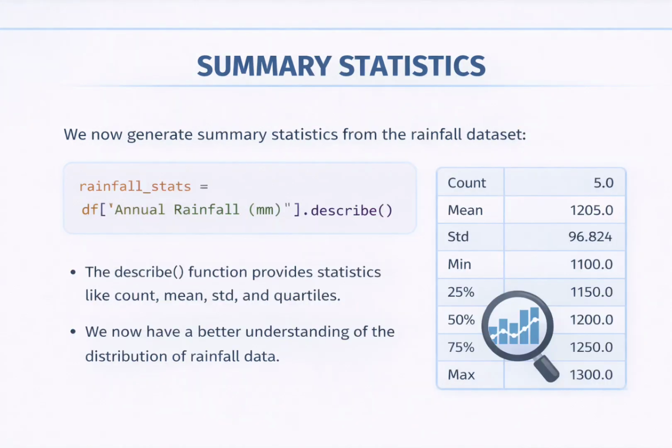Slide shows the summary statistics of our rainfall dataset. Using the describe function in pandas, we calculate important values like count, mean, standard deviation, minimum, and maximum. These statistics help us understand the overall distribution and variation of the rainfall data.